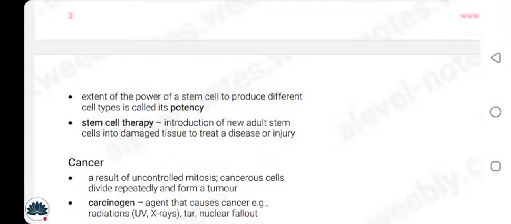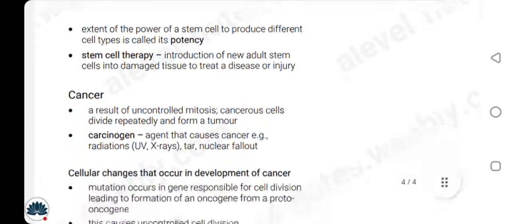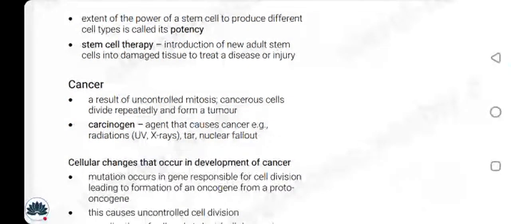The extent of the power of a stem cell to produce different cell types is called its potency. Stem cell therapy is the introduction of new adult stem cells into damaged tissues to treat a disease or injury. Okay. Cancer. Now, what is a cancer? A result of uncontrolled mitosis, where cancerous cells divide repeatedly and form a tumor.